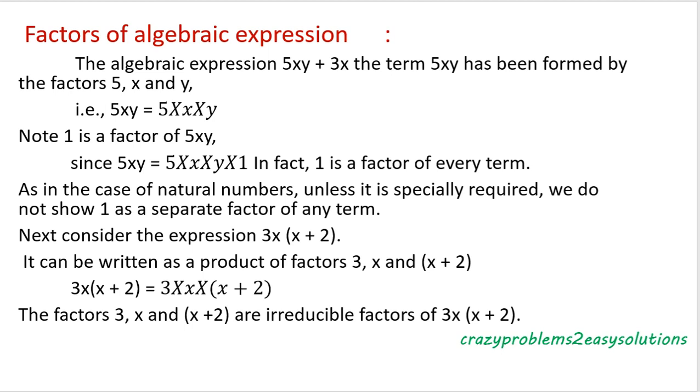Now, in the algebraic expression 5xy plus 3x, the term 5xy has been formed by factors. That means 5xy equals 5 into x into y. So x, y and 5 are the factors of 5xy. Even 1 is also a factor of 5xy, since 5xy equals 5 into x into y into 1. In fact, 1 is a factor of every term.